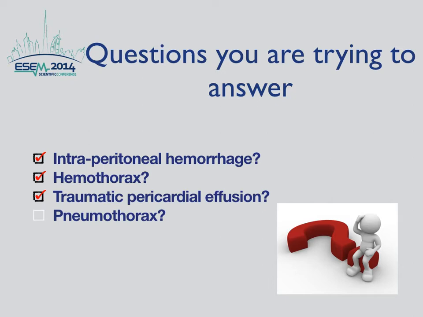So far we are able to answer 3 important questions when performing an extended FAST exam. We reviewed how to evaluate for intraperitoneal hemorrhage. We evaluated the pleural cavity for hemothorax, and we discussed how to evaluate the pericardium for traumatic pericardial effusion. The next question we will answer is: is there a pneumothorax or not?